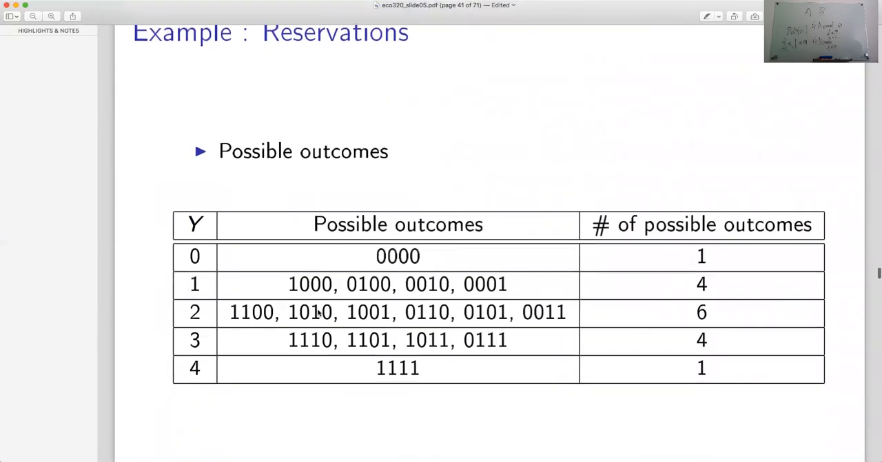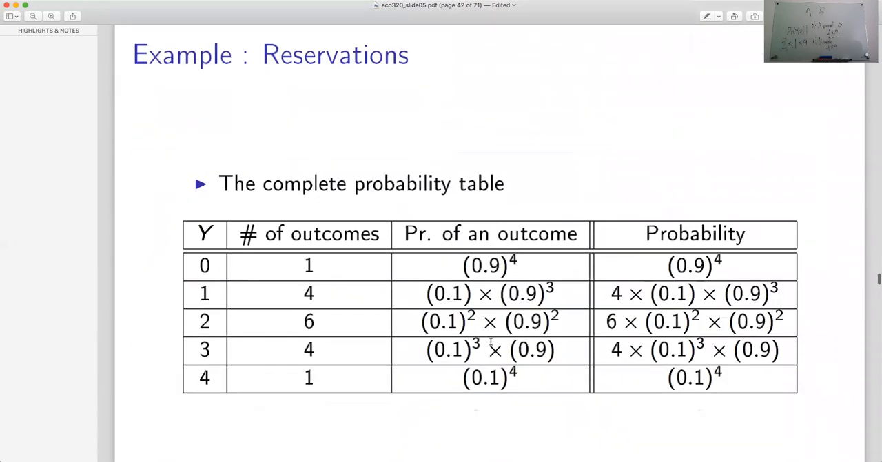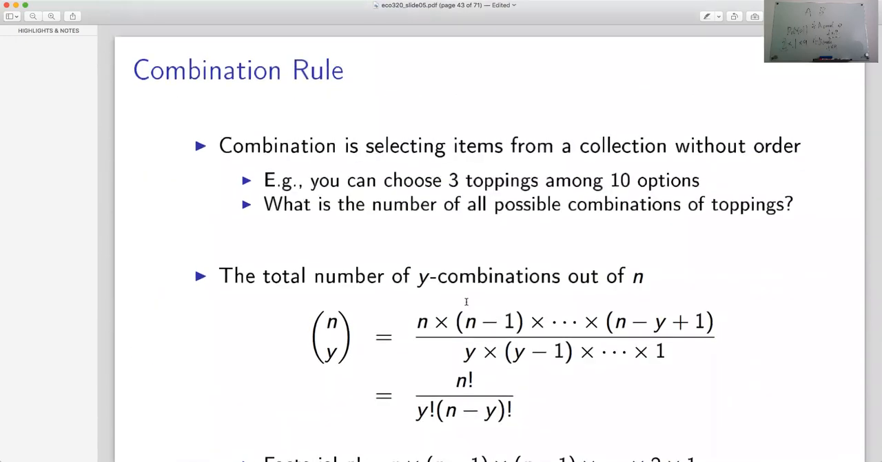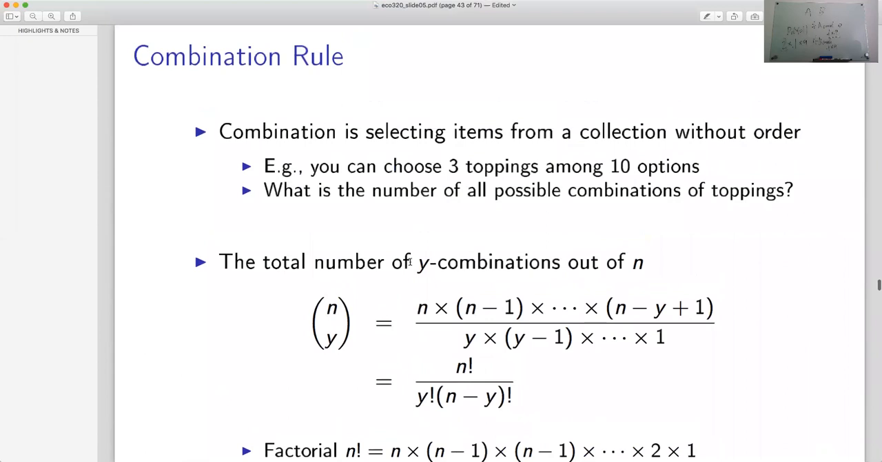So this is the distribution when y equals 0, 1, 2, 3, 4: 1, 4, 6, 4, 1, something like that. These are the complete probability tables, and these are the combination rule. This is something you have to get familiarized with. During the exam, you are allowed to look at this formula, but you have to know how to use it, right?